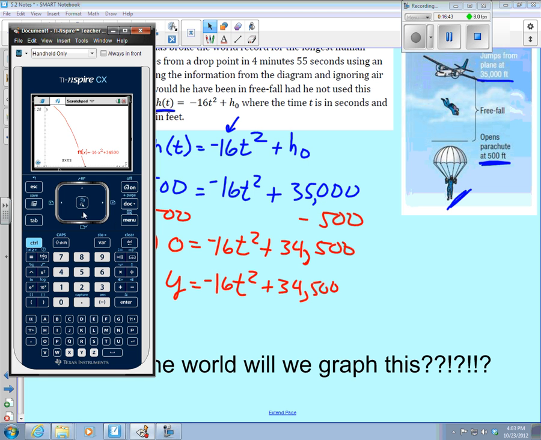Let's hit the window here again. Analyze. Window. Let's go to Y minimum, negative 100. Okay, I'm going to have to look at this and get back to you guys.